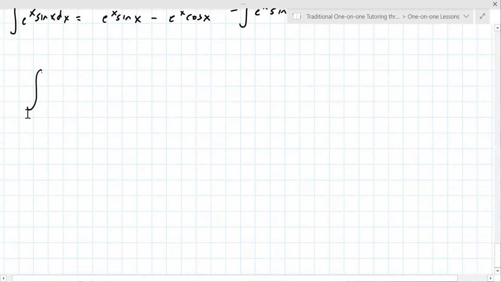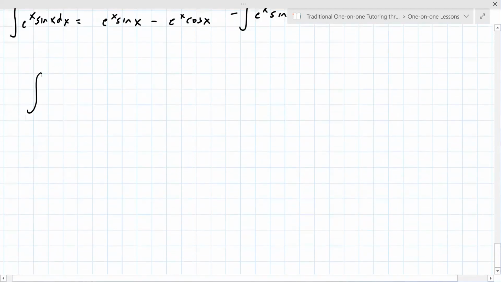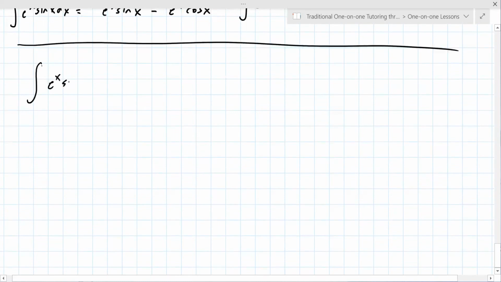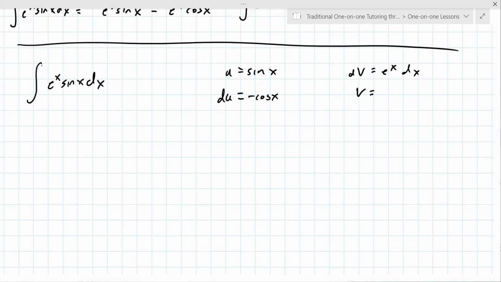So we have the integral of e to the x sine x dx. So your u is sine x and your dv equals e to the x dx. So what is du? It's going to be negative cosine x. No. Cosine x. And your v is the integral. What's the integral of e to the x? It is e to the x.